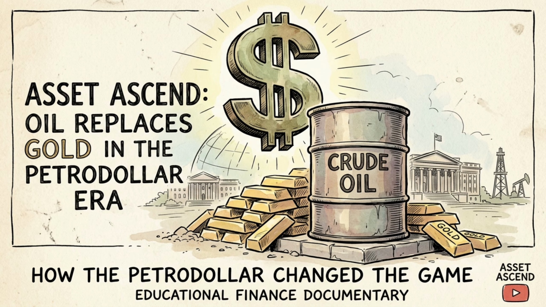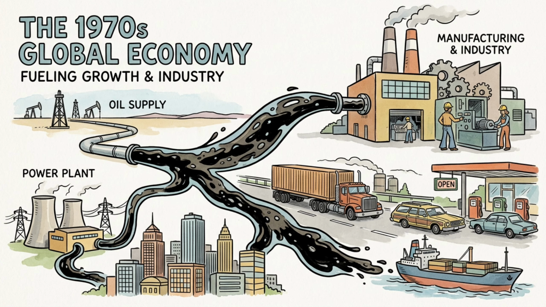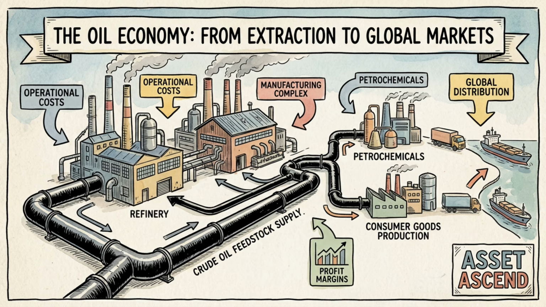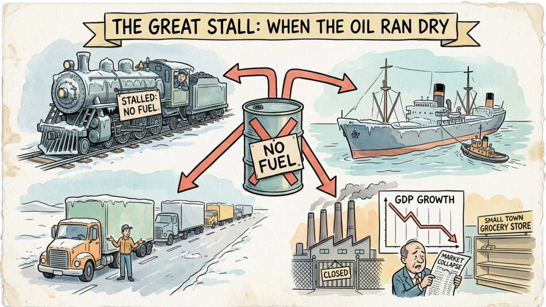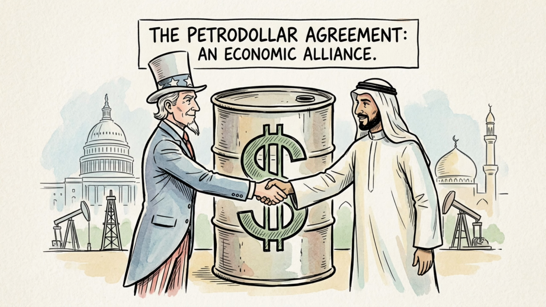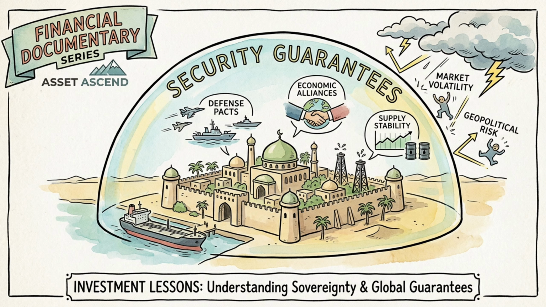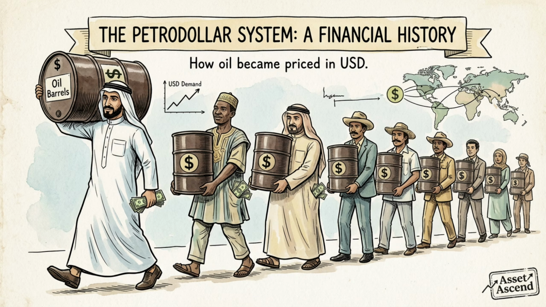Oil. The secret deal that changed everything. In the 1970s, the world depended on oil. Economies ran on it. Industries needed it. Transportation couldn't function without it. America reached a crucial agreement with Saudi Arabia. Oil would be sold globally in US dollars. In return, Saudi Arabia received security guarantees and political support. Soon, other oil-producing nations followed.